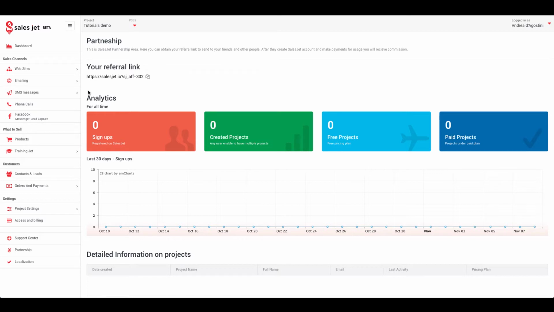What it means is that if a person uses this link, however you have promoted it to this person, if the person clicks on this link to get to SalesJet and becomes a customer, whether it's a paid customer or a free customer, you basically become connected to that customer. And when these customers start to create paid projects, you will receive 25% of whatever payment plan the person chooses, whether it's the private jet or the business class, whatever paid projects he decides to create, you receive 25% of it.